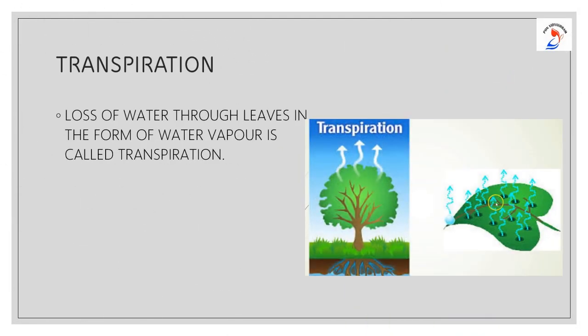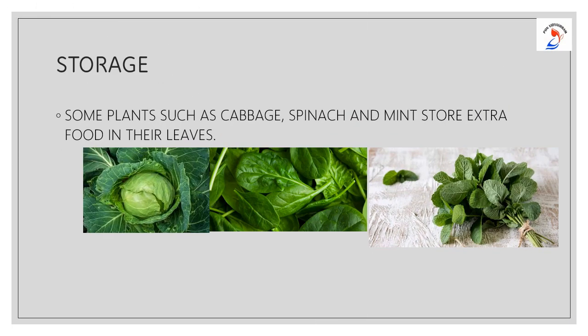Next comes transpiration. The root of a plant takes in lots of water. All the water is not used by the plant. So what happens to that water? The extra water passes out of the stomata as water vapor. So the loss of water through leaves in the form of water vapor is called transpiration. Next comes the storage. Some plants such as cabbage, spinach and mint store extra food in their leaves.